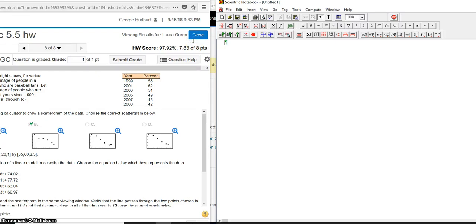Alright, so to find the equation of the line from a scatter plot, what I would do is take a look at the data and pick two data points. Now, generally you want to pick two that aren't very close to each other. So I'll pick the first one and the last one. They're not very close to each other.